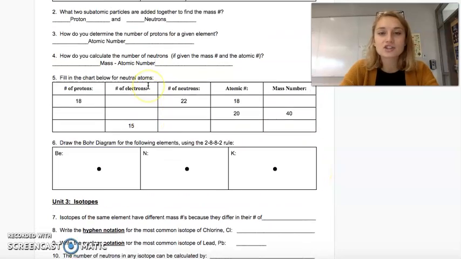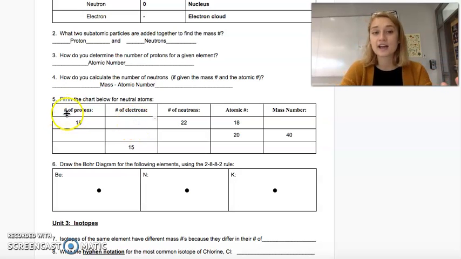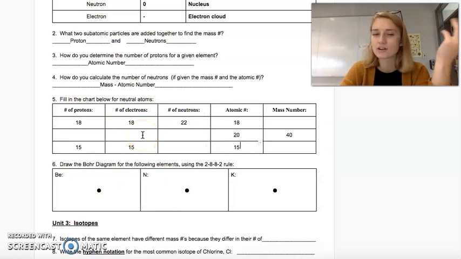Question 5, we have this chart. We filled these out quite a bit. So just a neutral atom. And if it's a neutral atom, that means my protons, my electrons are always going to be the same. So if I know one of these, I know the other. So those I can fill out right away. I also know that my number of protons is the same as my atomic number. So I can fill all those out. Right now I'm just left with a couple more things.